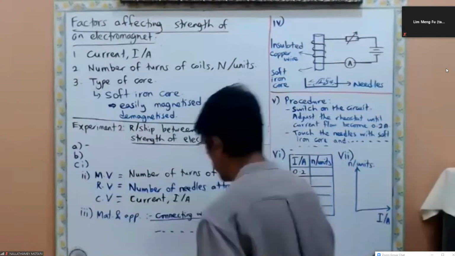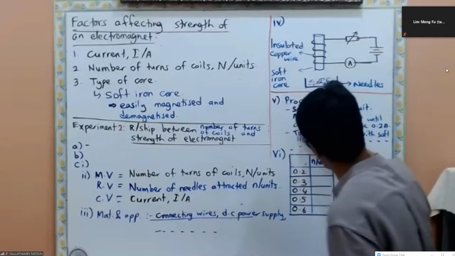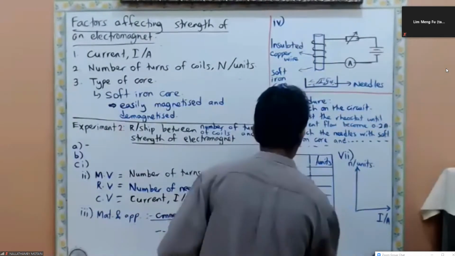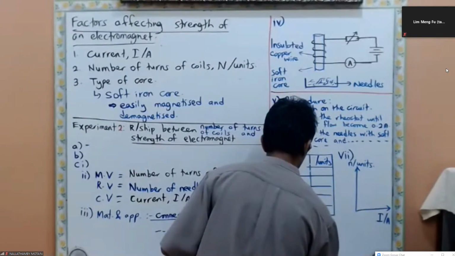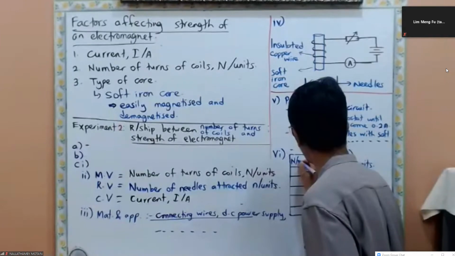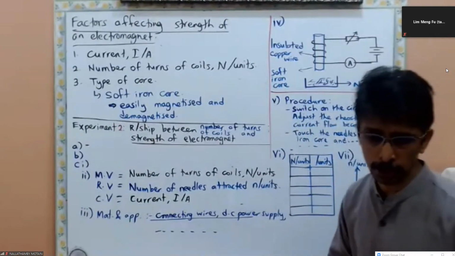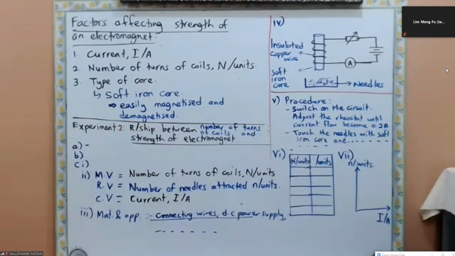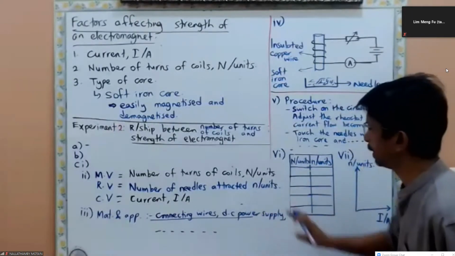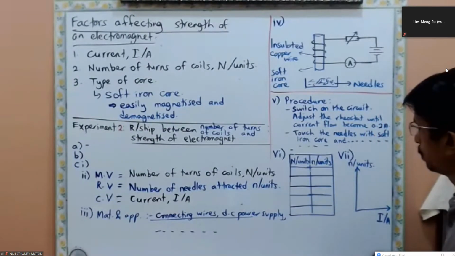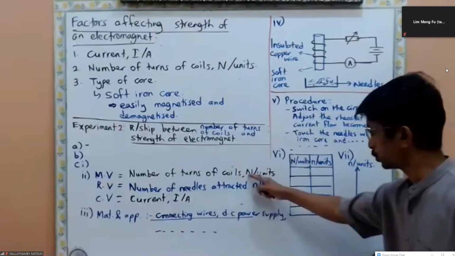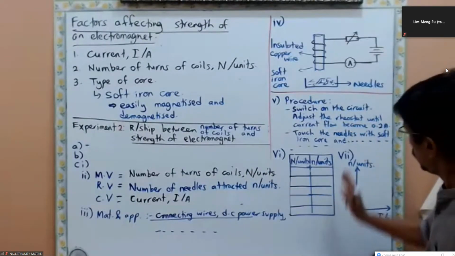Finish. Now come to the table, and the procedure we can complete later. For the table, the manipulated variable is the number of turns of coils. So here we write capital N, with units. And here we use small letter n to represent the number of needles attracted. You have to switch this again, and here also. Then the table is finished.